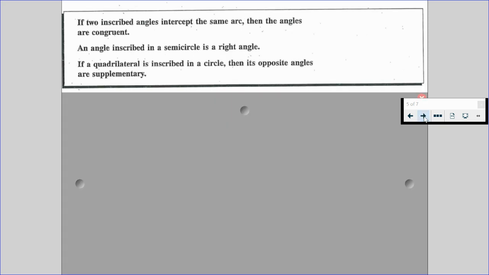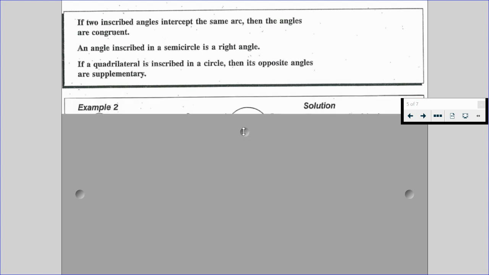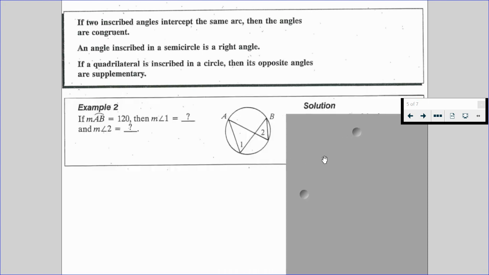Alright, if two inscribed angles intercept the exact same arc, then the angles are going to be congruent. An angle inscribed in a semicircle is going to be a right angle, which should make sense because an inscribed angle is half of our arc. Well, if we have an arc that is 180 degrees for a semicircle, half of that is going to be 90. And likewise, if a quadrilateral is inscribed in a circle, then its opposite angles are going to be supplementary, which leads us to example number 2.